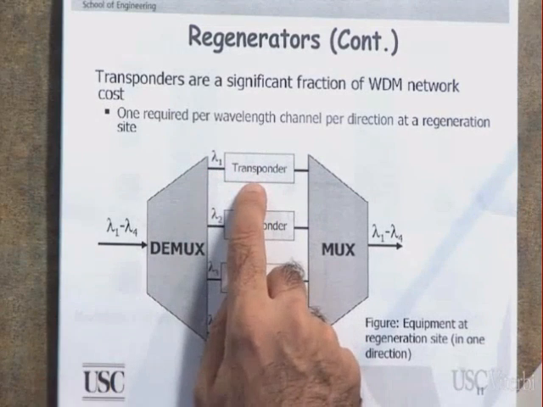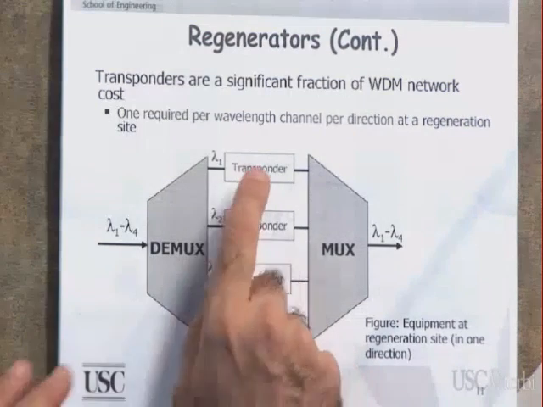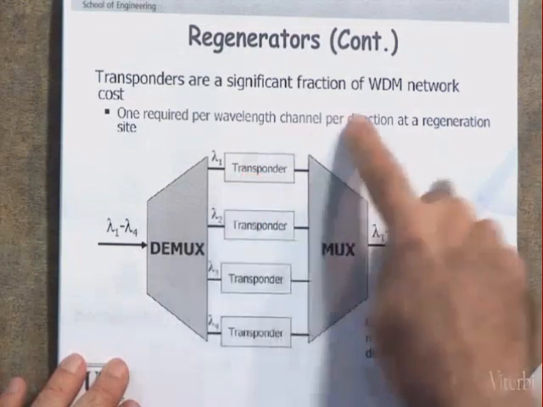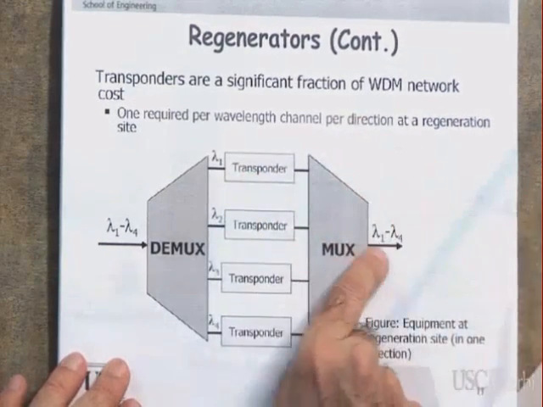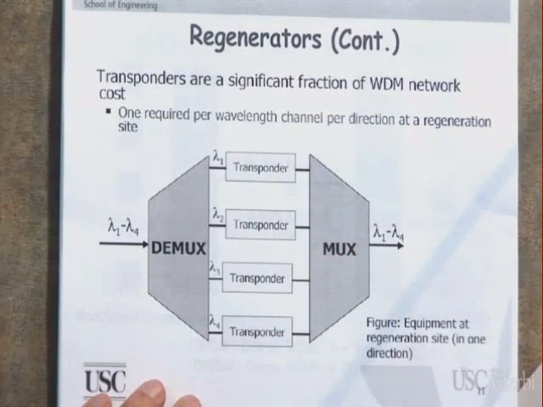What happens in here is that you are going to re-amplify it, reshape it, retime it, and then convert it back to optical, and then multiplex them again on this side. Lambda 1, lambda 2, lambda 3, lambda 4.